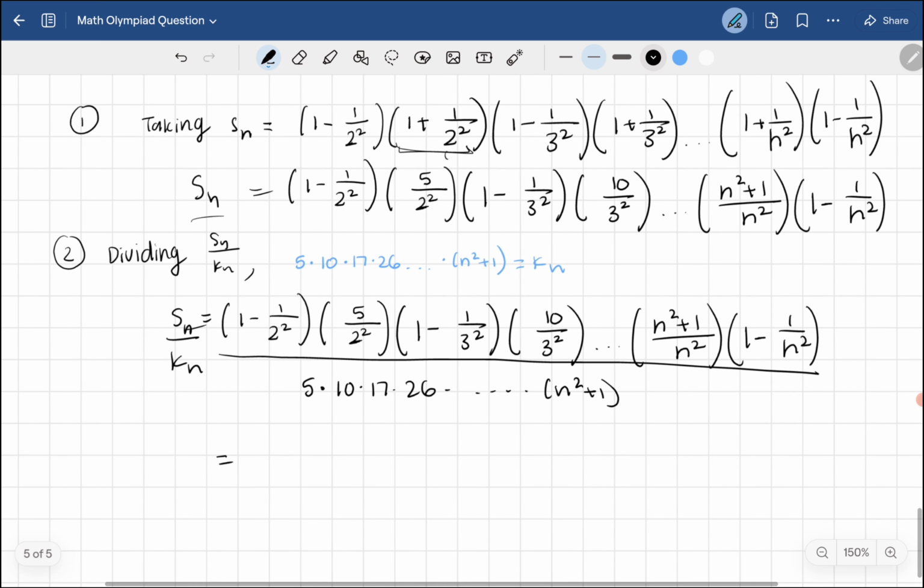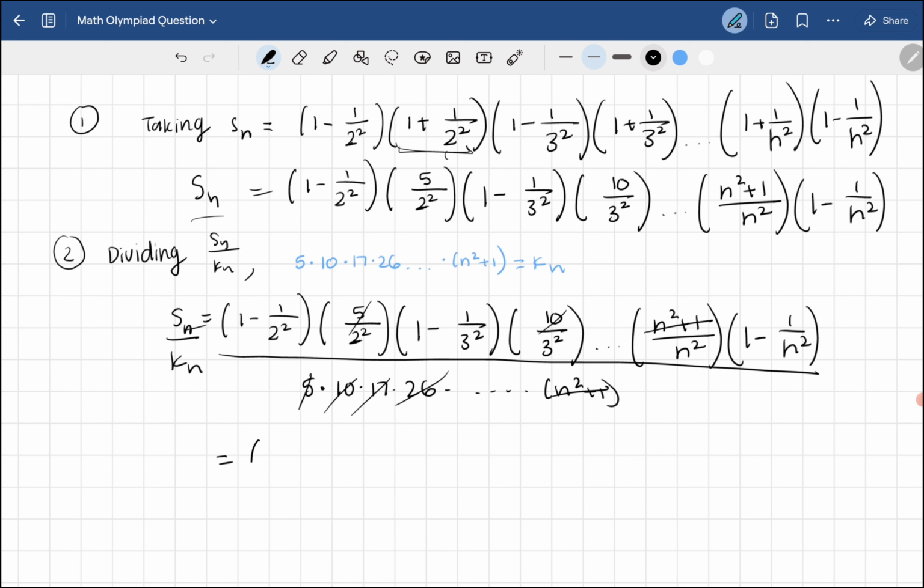We see that this 5 and this 5 cancel out. We see that this 10 and this 10 cancel out. The 17 will also cancel out if we wrote one more term. The 26 would also cancel out if we wrote another term. And eventually this n squared plus 1 and n squared plus 1 will cancel out. So we've already seen that a lot of terms, a lot of numbers are already canceling out. Now let us simply rewrite this.